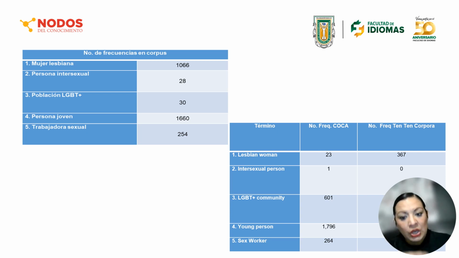For example, in Spanish, we got a wide difference. But in trabajadora sexual, the numbers are actually very similar. So we might believe that this term, even though it's not very used, is the term that people use when referring to sex worker or trabajadora sexual.